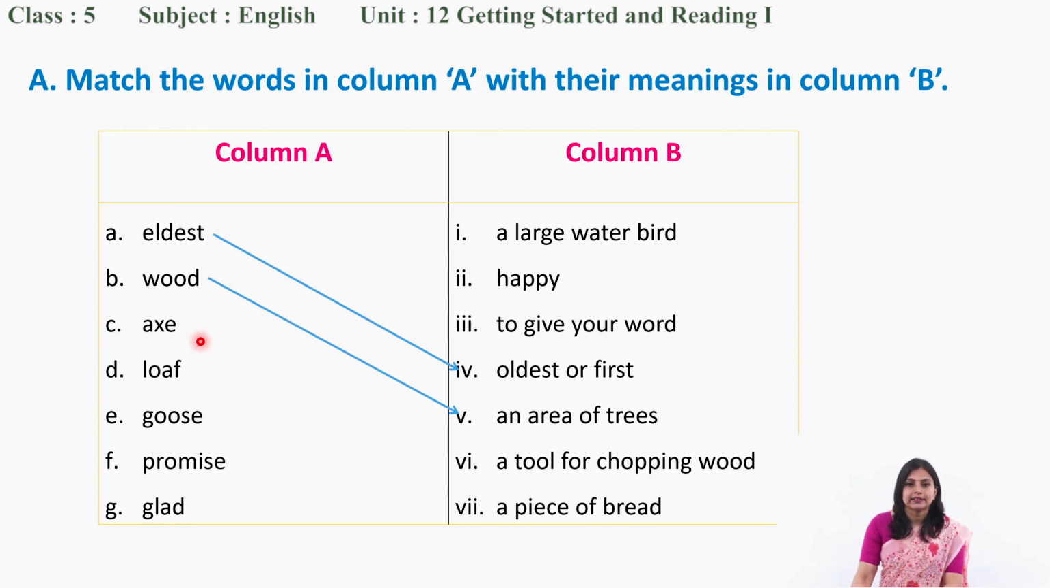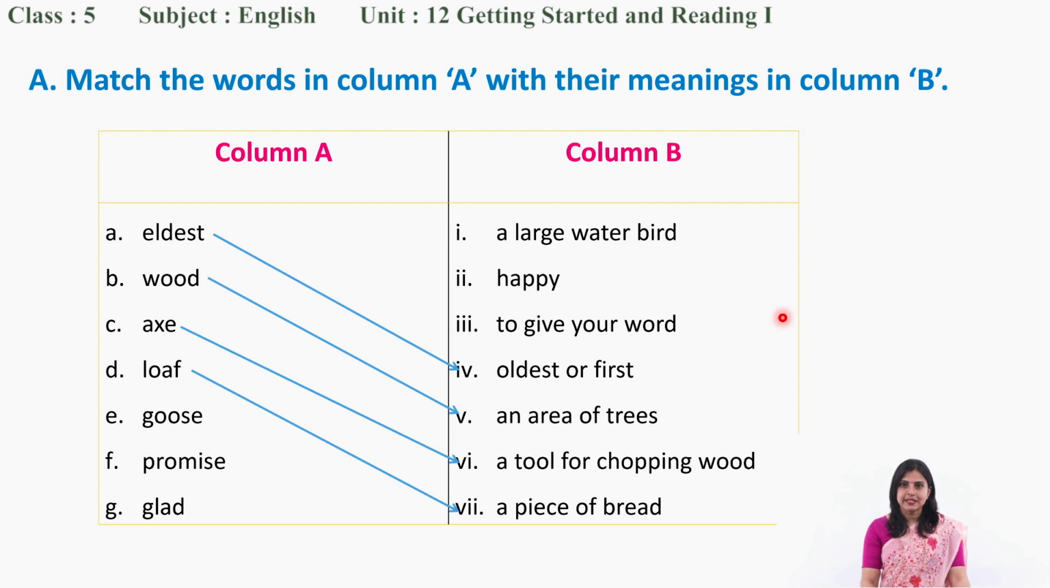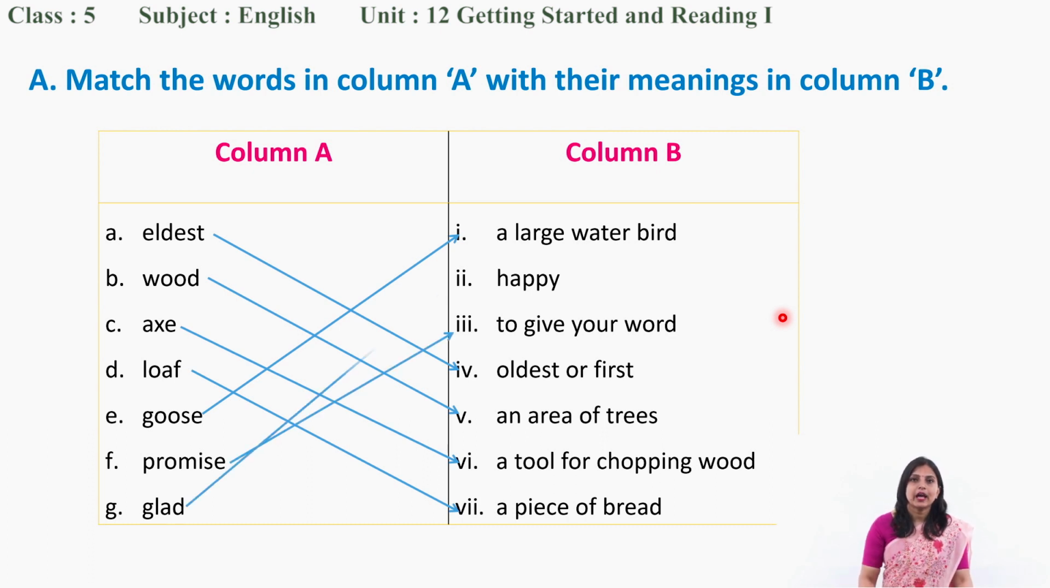What about axe? Yes, a tool for chopping wood. What about loaf? Exactly, a piece of bread. Very good. And goose? Yes, a large water bird. What about promise? Yes, you remember it, to give your word. And glad? Happy. Okay, so we did that.